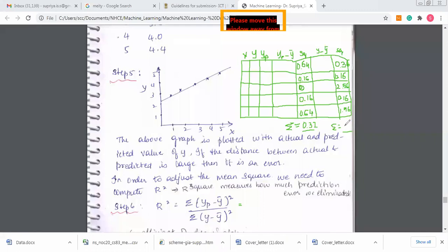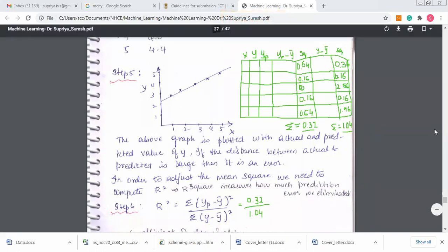And for minus y bar the whole square is 1.04. Okay, so it is 0.32 by 1.04. Let me just check the calculations.